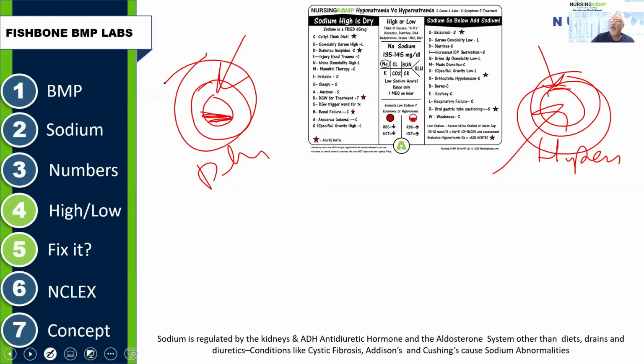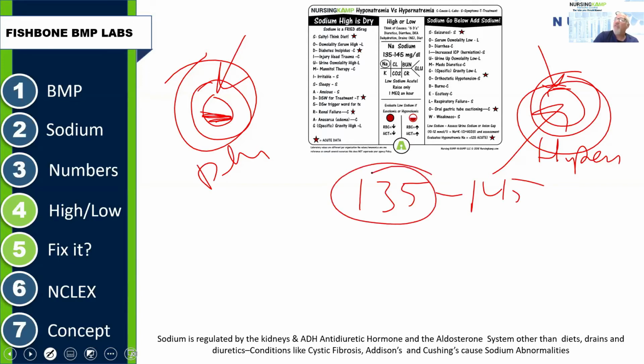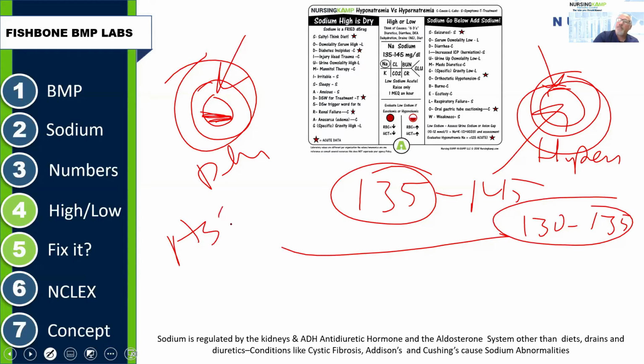So let's talk about the numbers first. What is low? We have 135 as normal. We said normal sodium is 135 to 145. So let's run the numbers. 130 to 135 is assess patient. Okay, assess what's going on with this patient.